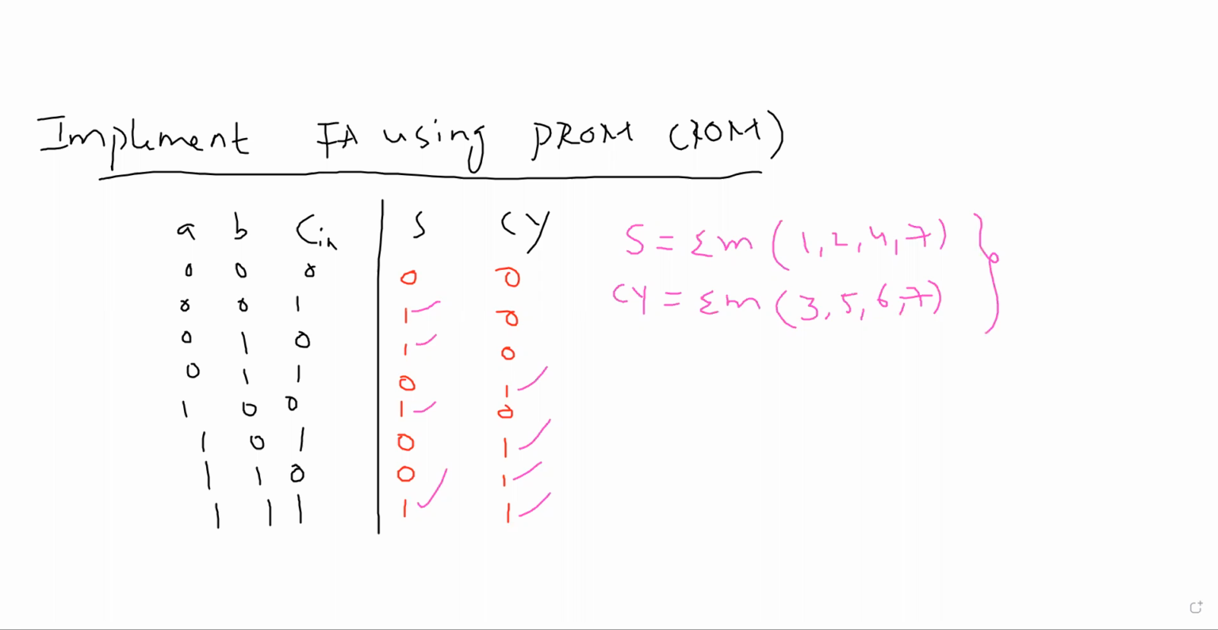Then we have to decide the decoder. What is the size of the decoder? The highest digit here is 7, therefore we definitely require a 3 to 8 decoder. Is it clear? Therefore we have to use a 3 to 8 decoder here. Now we will see the design.